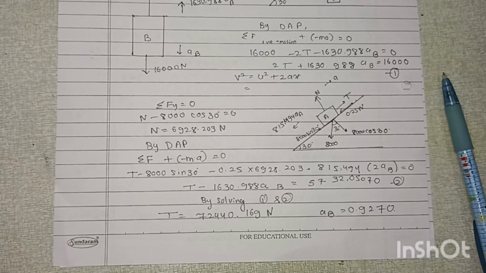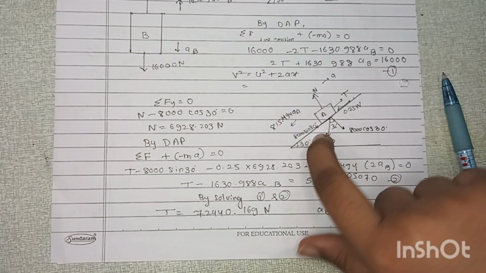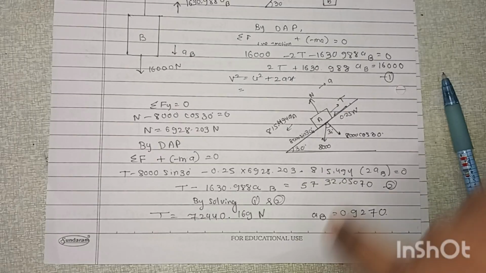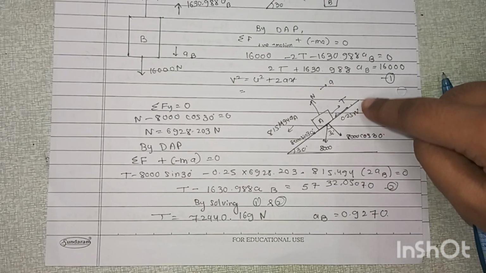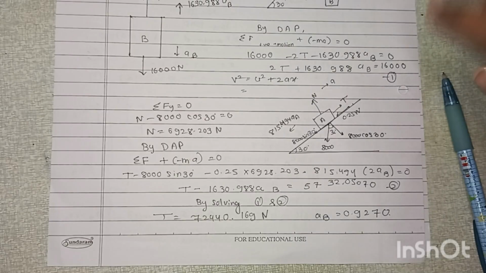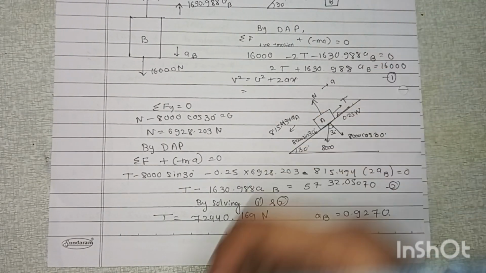So now by D'Alembert's principle, summation of F plus minus MA is equal to 0. So in the direction of motion, you have to take the force positive. So tension is in the positive direction, this is in minus, this is on the left side, which is negative, and this is also on the left side. So here I have substituted the value of N over here in the equation, and there is also a minus sign.